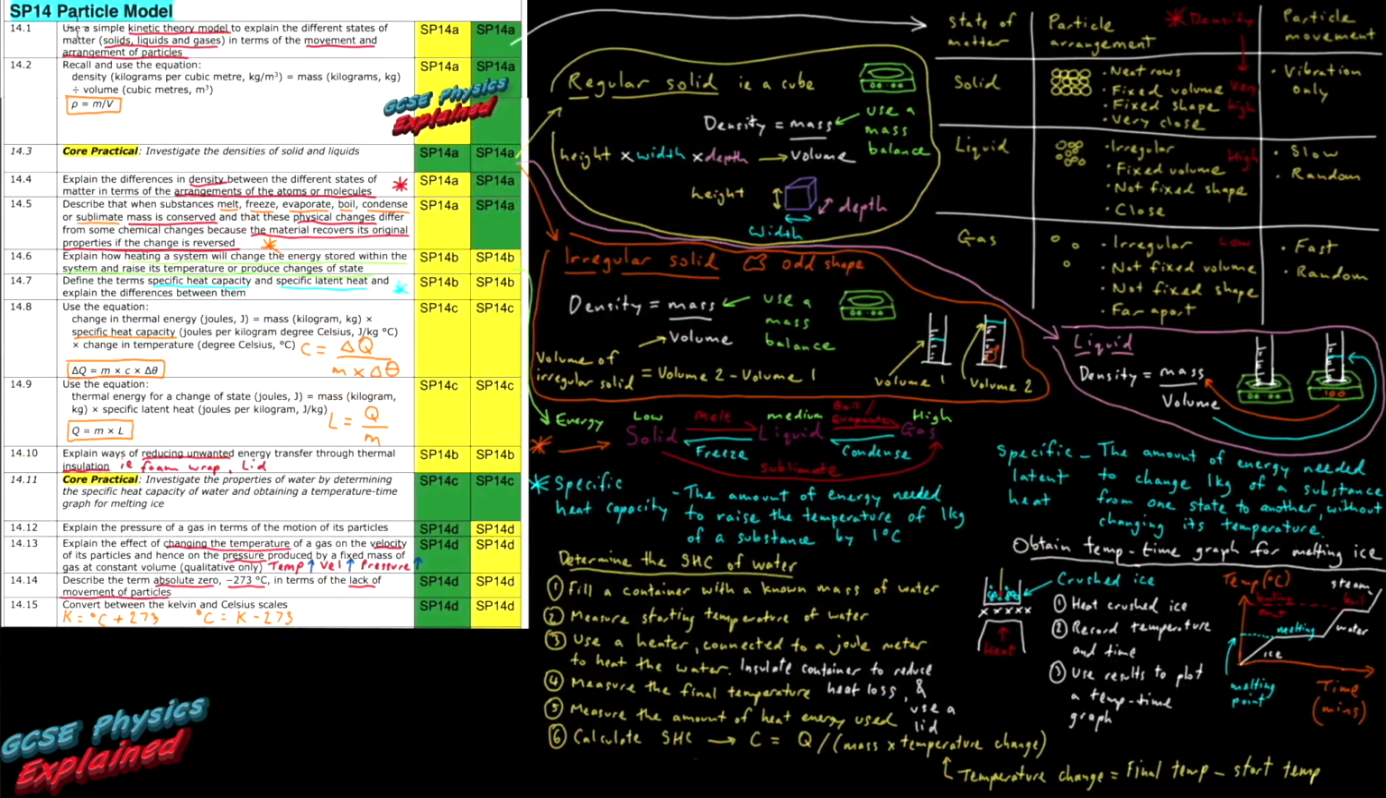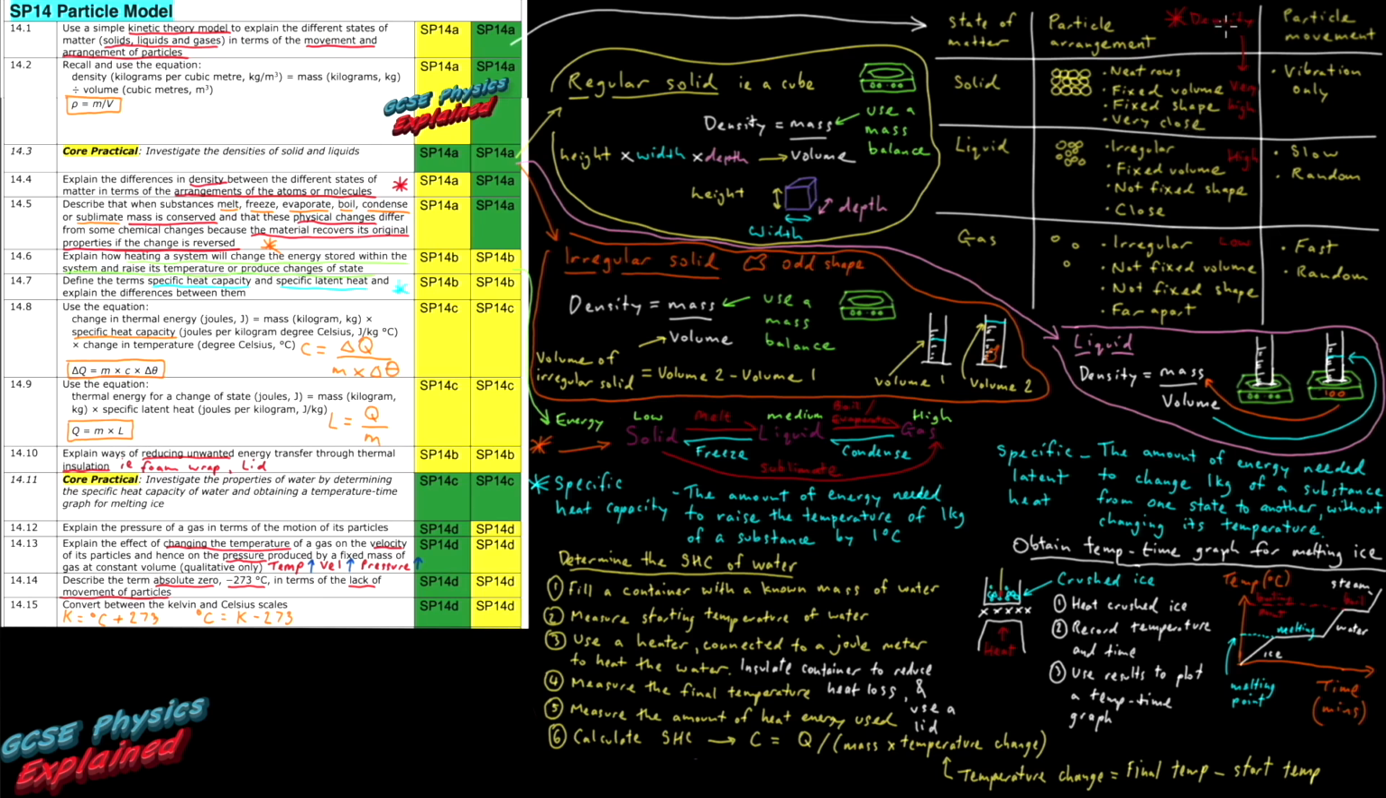Unit SP14 Particle Model. Use a simple kinetic theory model to explain the different states of matter. So remember, that's solids, liquids and gases, in terms of the movement and arrangement of particles. So here's your three states of matter: solid, liquid and gas. Now your particle arrangement, you say that the solid is in nice neat rows, you get fixed volume, fixed shape, and the particles are very close together.